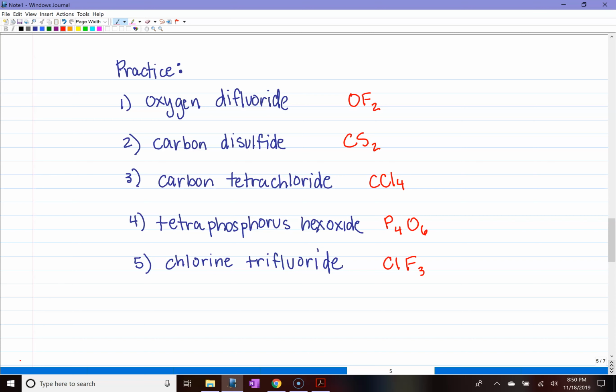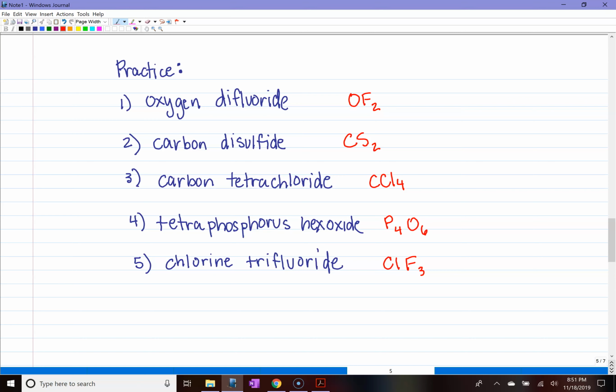Number 1, oxygen difluoride. Oxygen has 1, so there's no subscript. Fluorine has 2 because the prefix is di, so the compound would be OF2. Number 2, carbon disulfide. Carbon has no prefix, so there's 1 of them, so I'm not going to put a subscript. And there's 2 sulfurs, so it would be CS2.